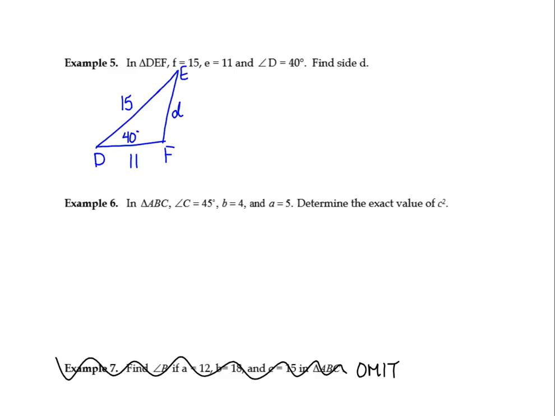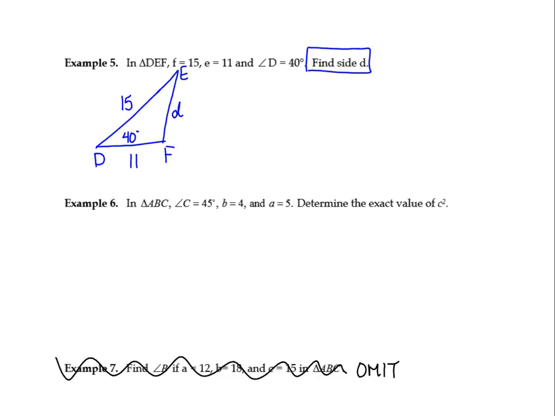Okay, so what are we looking for? We're looking for a side D. So if we're looking for the side, can we use sine law here? Do we know an angle and its opposite side? No, so we have to use cosine law. We have to use the formula that is for a side. So that was the one that was A squared equals. But there's no A here.